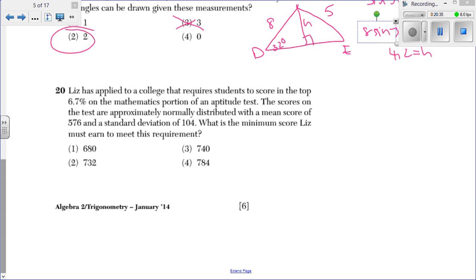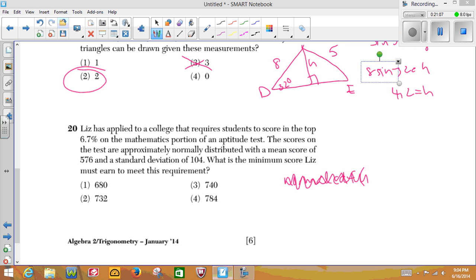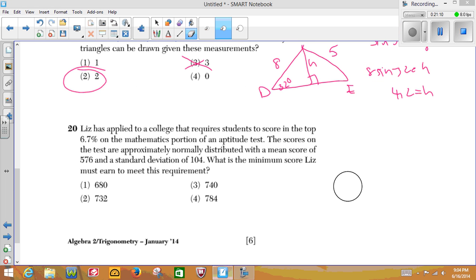The easiest way using the calculator is to do normal CDF. My lower bound, everything has to be, let's see here. Oh no, sorry, we can't do normal CDF after I reread that. So let's just map it out here. I'm going to erase that so I can use that area to write.